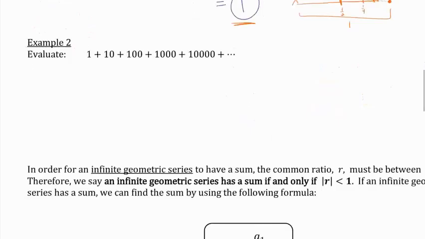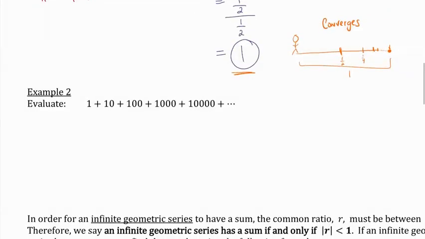All right, let's look at our next one. This one is 1 plus 10 plus 100 plus 1,000 plus 10,000. So again, I'm going to look at this as arithmetic or geometric. This one seems pretty obvious. I'm going to multiply by 10 every time, right? So again, this is geometric.